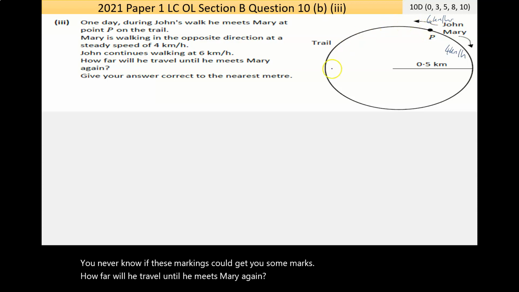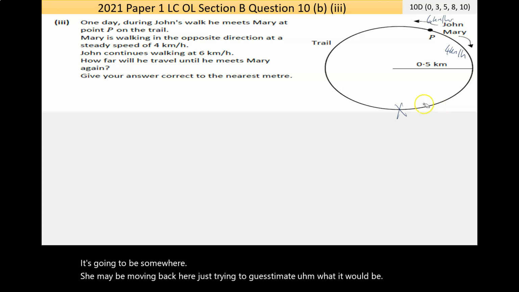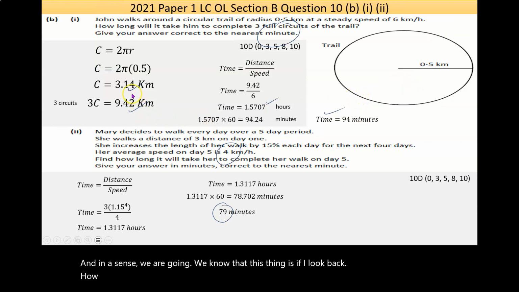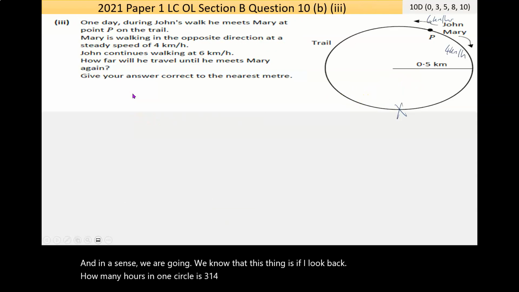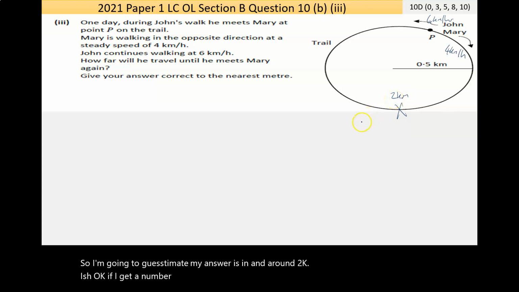So he's going to be traveling this pretty fast. It's going to be somewhere, actually, maybe more like back here. Just trying to guesstimate what it would be. And in a sense, if I look back, one circle is 3.14 kilometers. So I'm going to guesstimate my answer is in and around 2K-ish. If I get a number completely different than that, I need to assess if I've done something wrong.